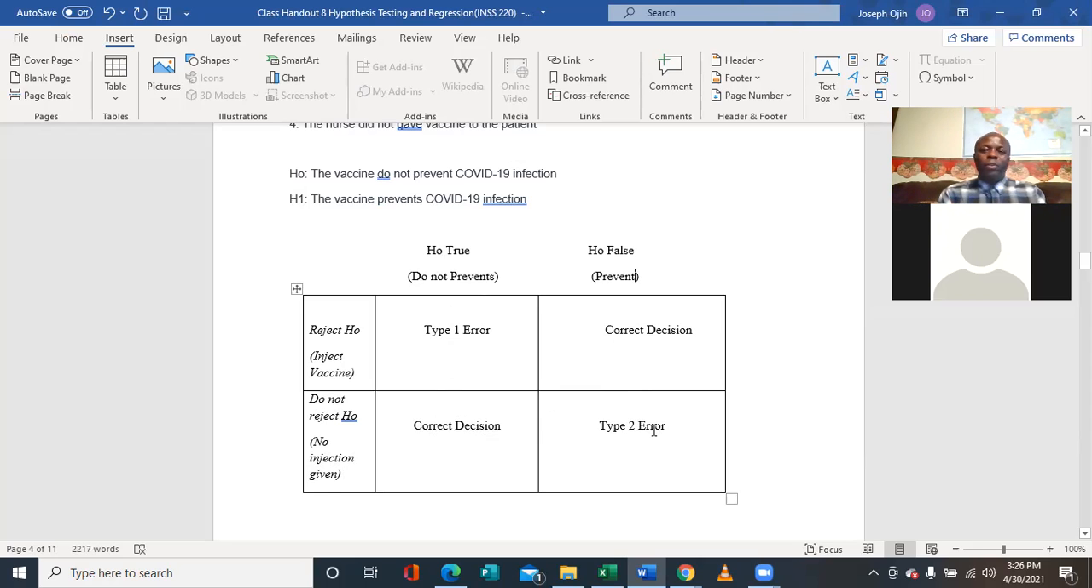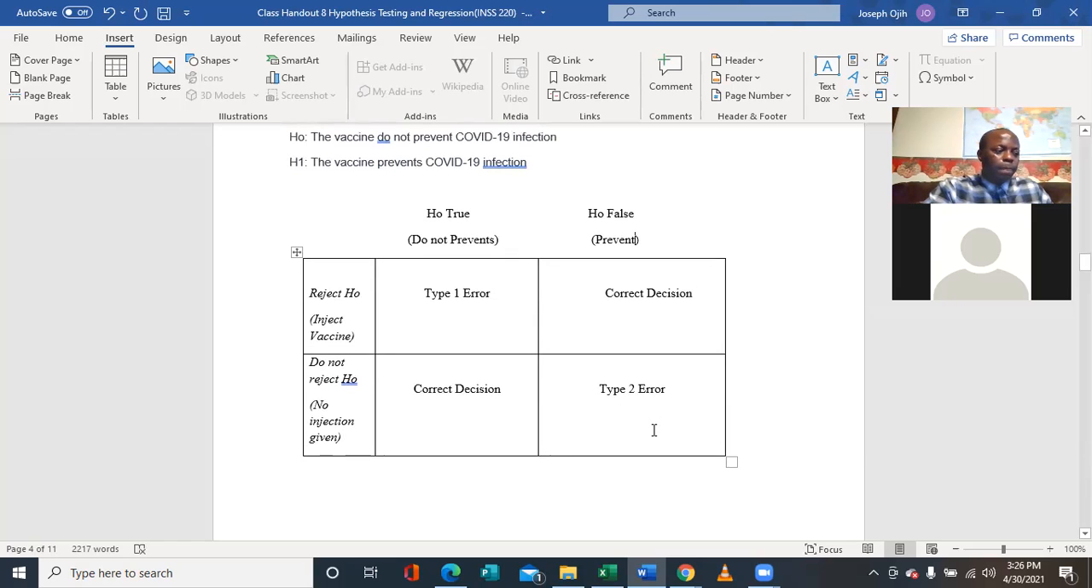So that's basically what it is. Type 1 and type 2 error. Any question for me on this? Any question? No questions.